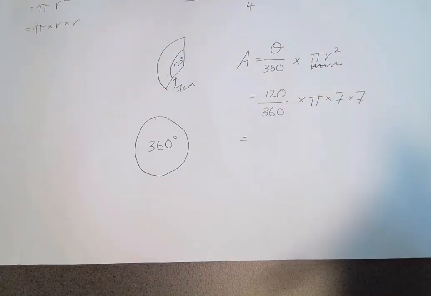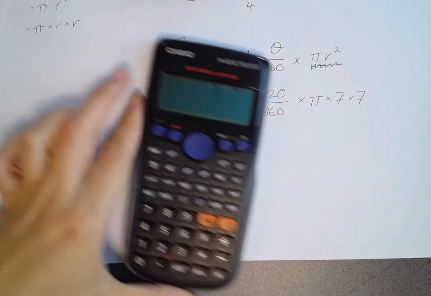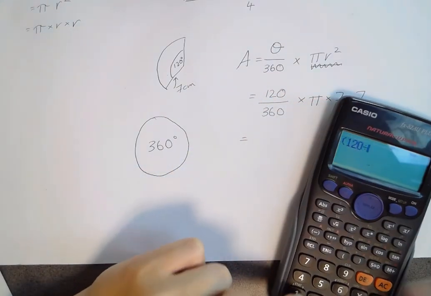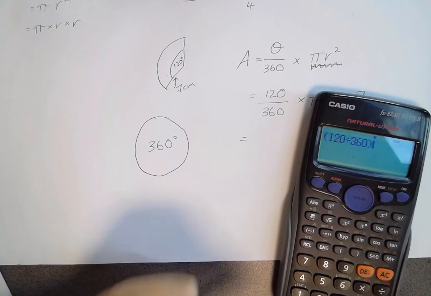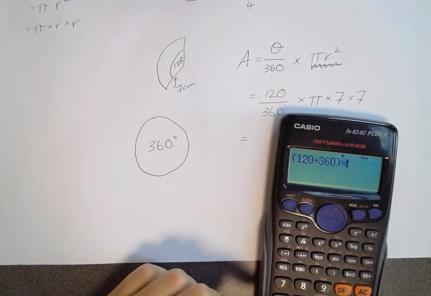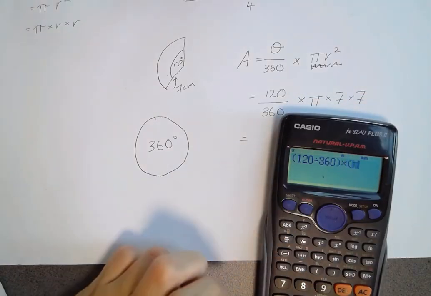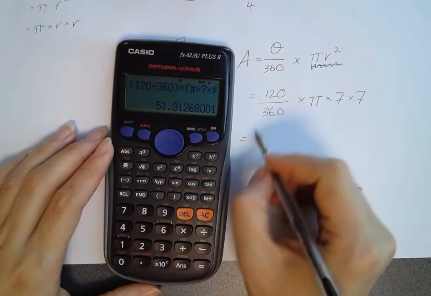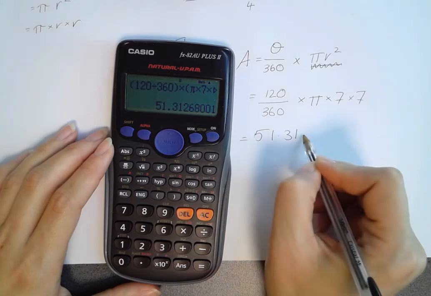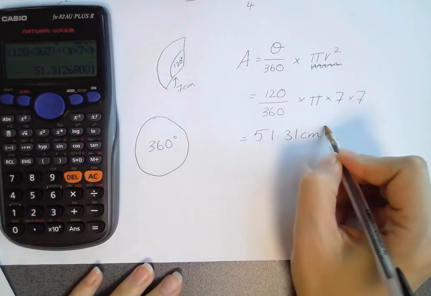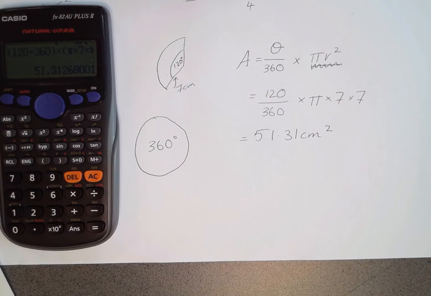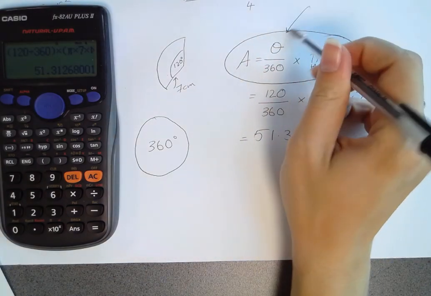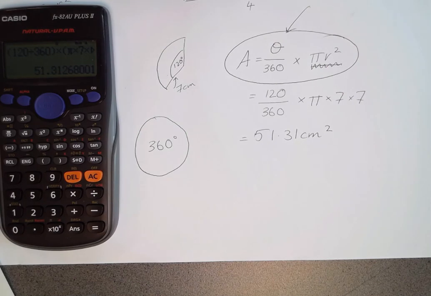So very simple on your calculator, the same type of idea. You would have to say, here's my bracket, 120 divided by 360. I'm going to shut my bracket. And then I can do the rest of my calculations. So pi times 7 times 7, shut my bracket. 51.31, when I do centimetres, so squared centimetres is our answer there. So this is a new rule for us because we are trying to find how much of the circle we have and then use that.